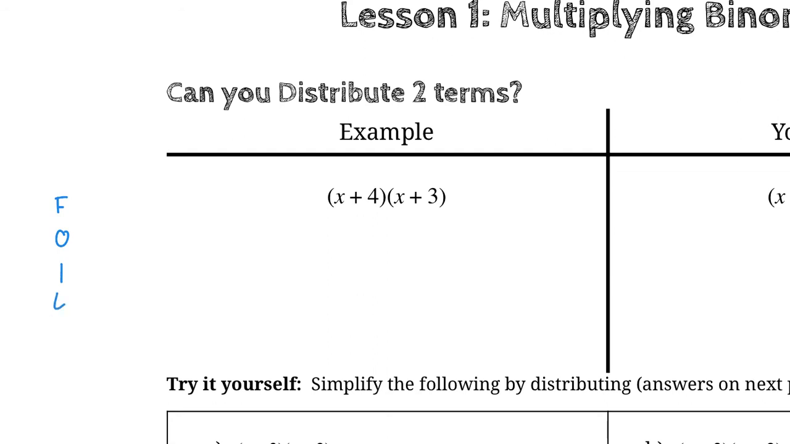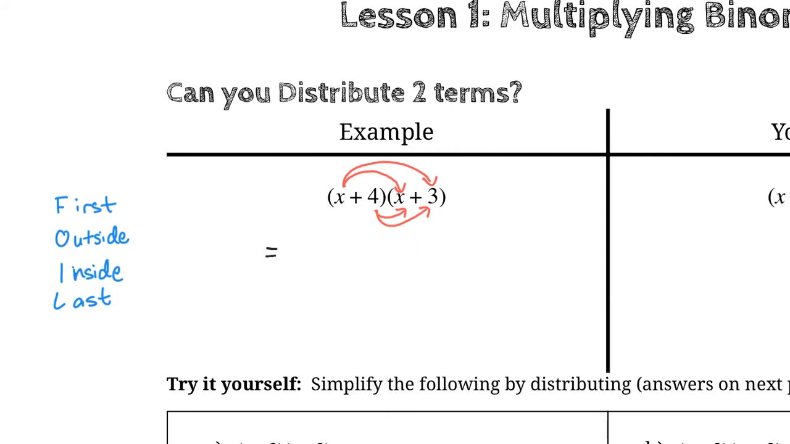So F stands for first, the O stands for outside, the I stands for inside, and the L stands for last. So what that means is we're going to multiply the first two terms in each bracket, and then we're going to multiply the two outside terms in each bracket, and then the two inside terms in each bracket, and then the two last terms in each bracket.